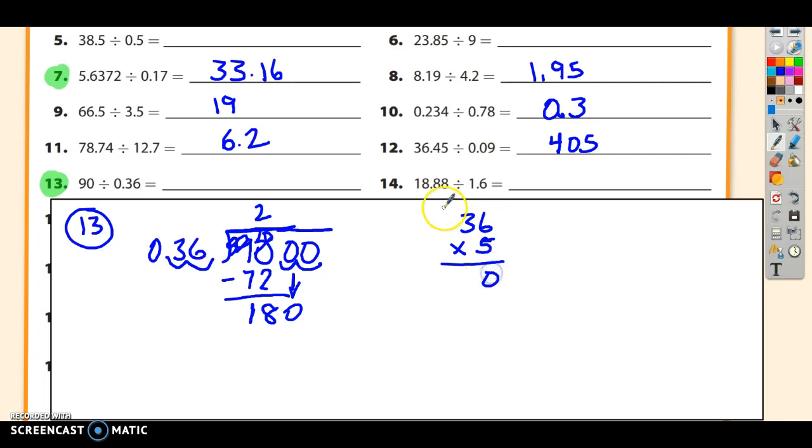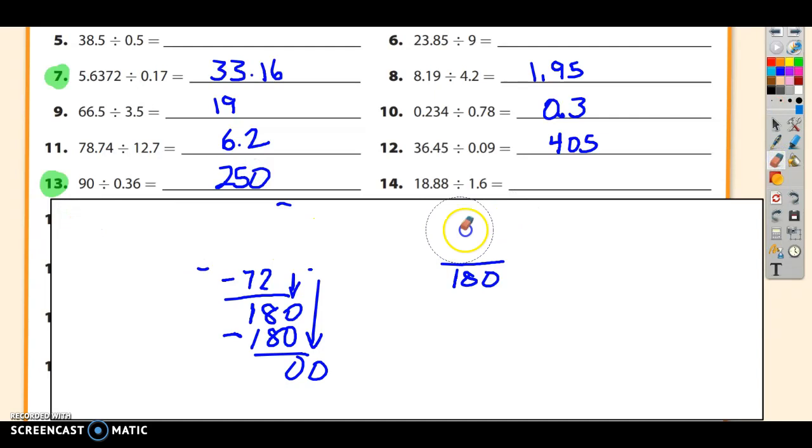5 times 6 is 30. 5 times 3 is 15, plus 3 is 18. So you get 180, so 5 goes here. 5 times 36 is 180. You subtract and get a 0, and you bring down this 0. Now, my decimal goes right here, and I don't have anything else to divide. So is the answer 25? It's not. You have to actually put in 36 goes into 0 0 times. So the answer is not 25, it's 250. And if you didn't have that 0 there, it would look funny. There's a space and then a decimal here, so you have to have that 0 there to make it look normal. The answer is 250.